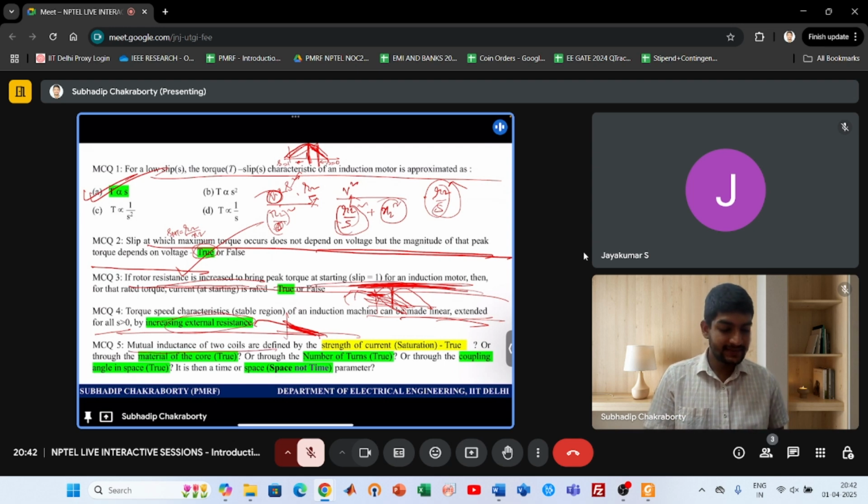And I told you mutual inductance is defined not only by the strength. Strength of the currents defines the saturation. Saturation can change the material property because the mu changes. I told you in the previous week. And once the mu changes, the material property changes, the permeance changes, and hence the mutual inductance also changes. So mutual inductance is not only dependent on the space parameters, which is the dimensions or the number of turns, because mutual inductance depends on the number of turns of the two coils, N1, N2, right?